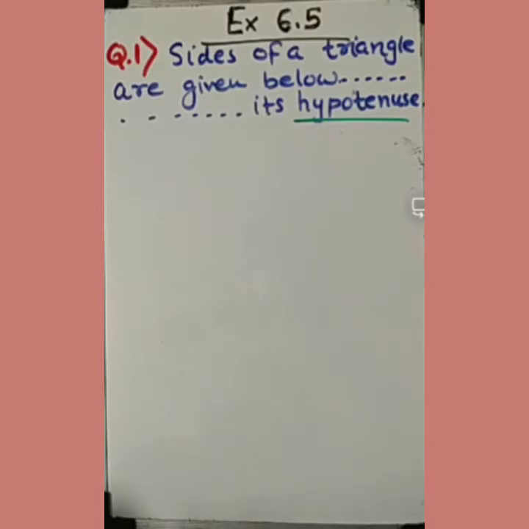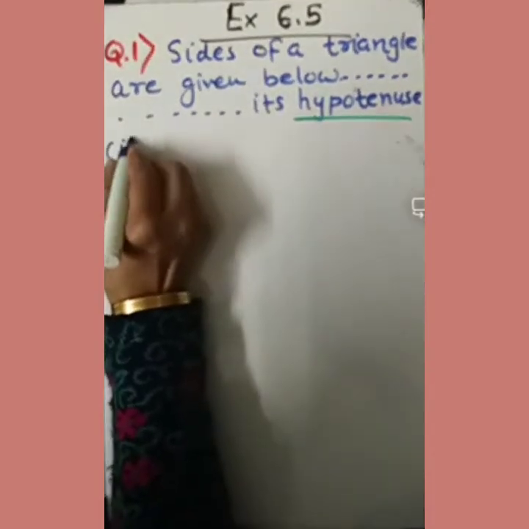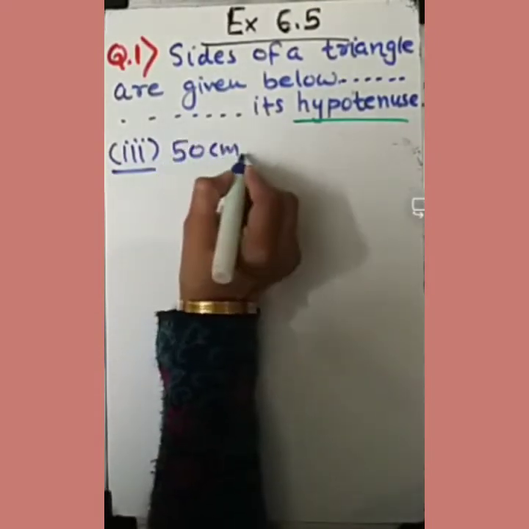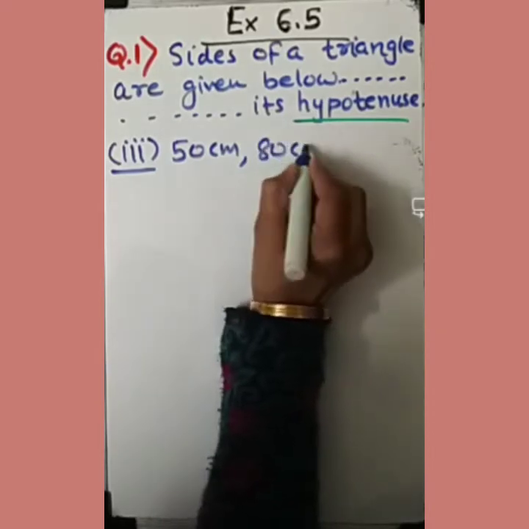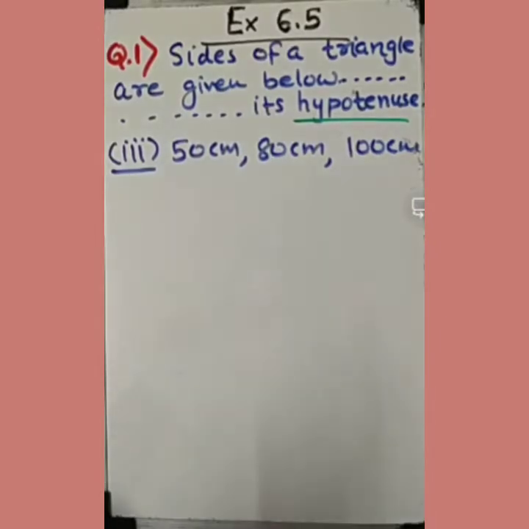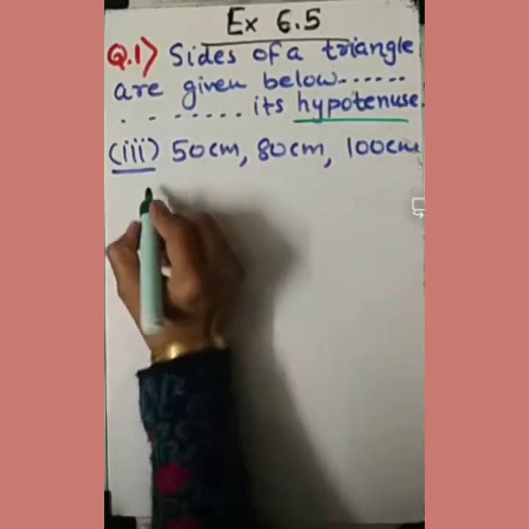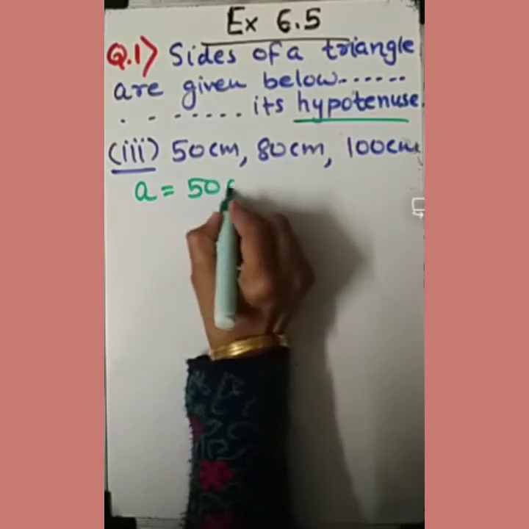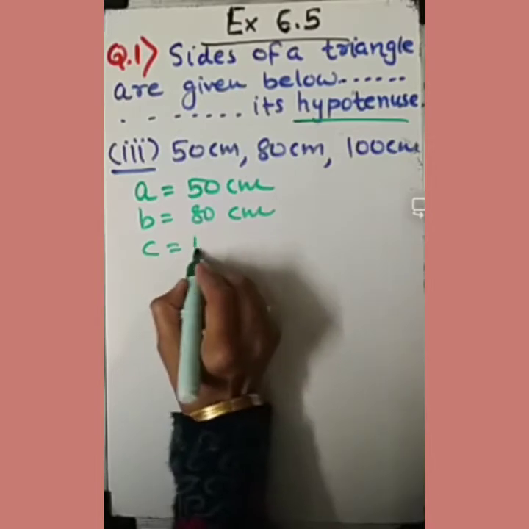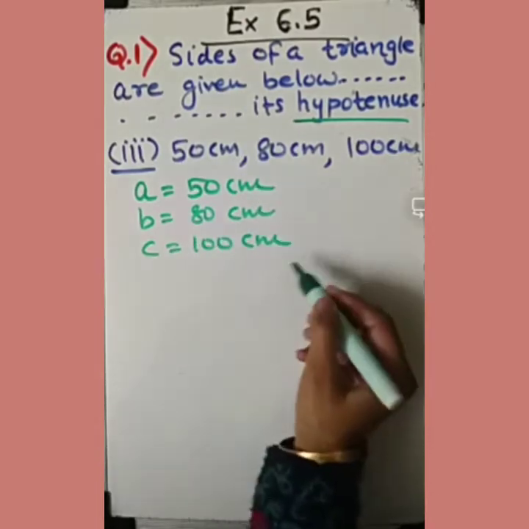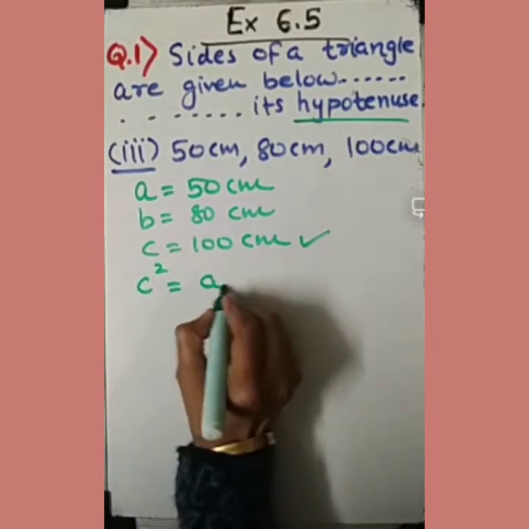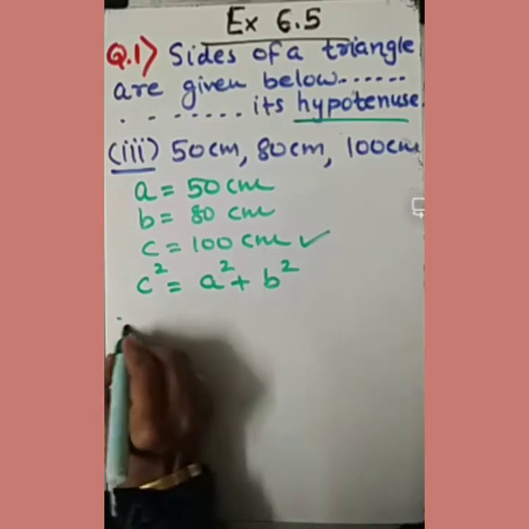Now question number 1, the third part. Same question. Let's see what we are given: 50 centimeter, another side 80, and of course the third side 100 centimeter. Fine. Let's note down what we are given, all three sides. A equal to 50 centimeter, B 80 centimeter, and of course C is 100 centimeter. Out of these three sides, this one is the biggest, so the Pythagoras formula will become this way.